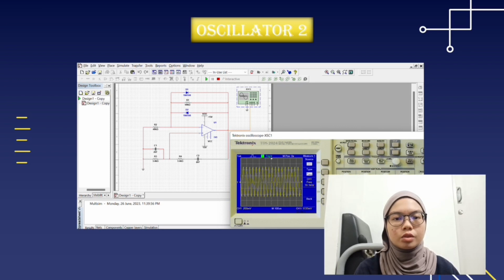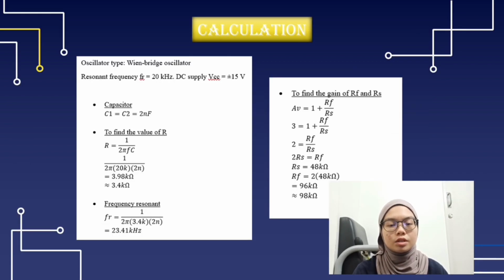This is a Wien bridge oscillator whereby there are two RC networks connected together in the circuit. The DC supply connected to the VCC is 15 volt and the resonant frequency is 20 kHz. In this circuit, I am using a capacitor with a value of 2 nanofarad. Next, we calculate the resistor value, which is 3.4 kilo ohm, by using the Wien bridge oscillator frequency formula.